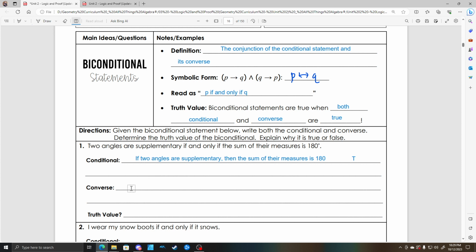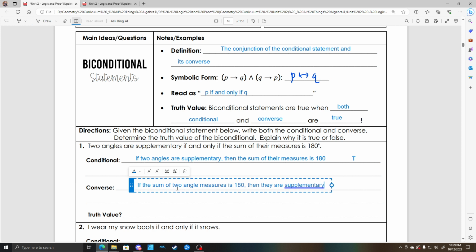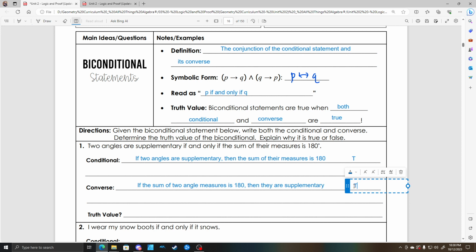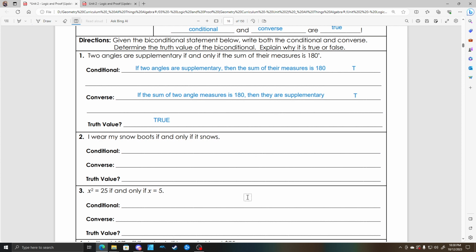Now the converse, of course, is when we flip the hypothesis and conclusion. So in this case, it's going to be if the sum of two angle measures is 180, then they are supplementary. Now, is this true? If the sum of two angle measures is 180, then they're supplementary. Well, of course that's true. That's the definition of supplementary. So the conditional and the converse, no matter which way we put it, are true. So if they're both true, then the biconditional would of course be true.